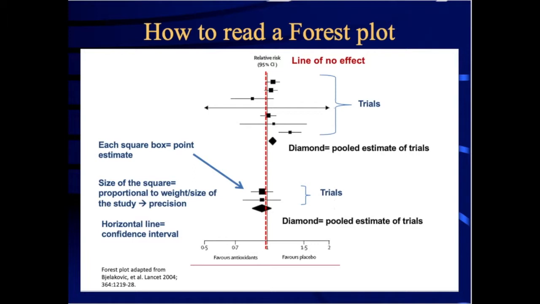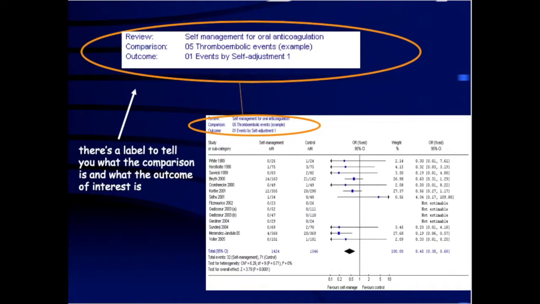The diamond is the pooled estimate of all the trials put together. And the size of the square, again, is proportional to the weight and the size of the study and leads to precision. So when we look at a forest plot, we want to know the title. Make sure you understand which way your plot goes, whether it's going to favor to the left or to the right of the line of no effect.